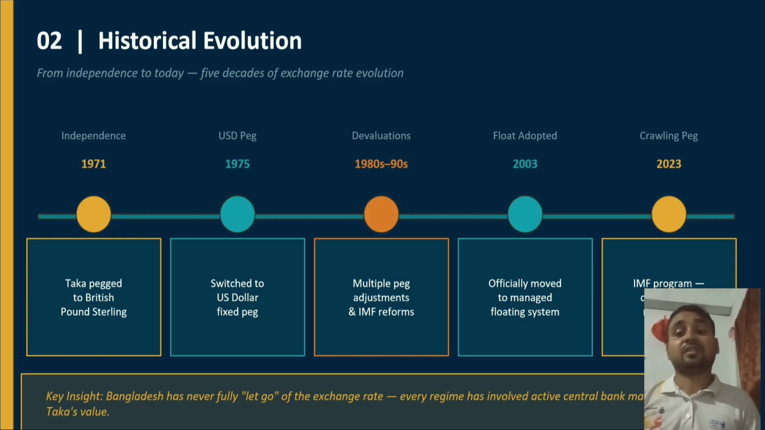Chapter 4, 2003. This was a big reform. Bangladesh officially moved to a floating exchange rate, meaning the market would now have a say in the Taka's value. And Chapter 5, 2023. As part of the IMF loan program, Bangladesh adopted a crawling peg mechanism where the Taka moves within a defined band. The key insight here is that Bangladesh has never fully let go of control. Every regime has involved active management by the central bank.